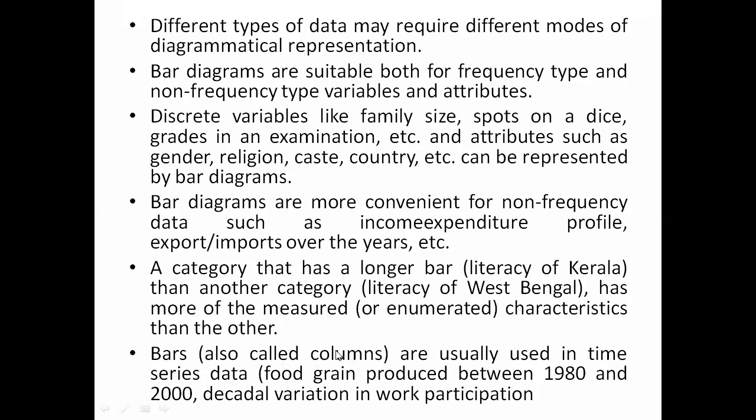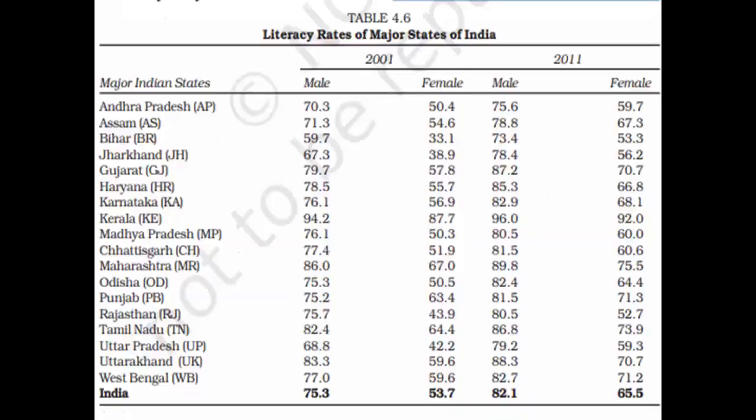Bars are also called columns, right? Columns are usually used in time series data like food grain produced between 1980 to 2000, decade variation, and work participation. You can see these kinds of data. If it is there, we can make, for example, the literacy rate in Andhra Pradesh, male 70% and female. So when we present this, it is going to come in different bars or columns.